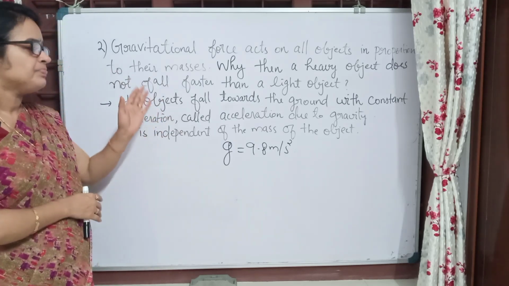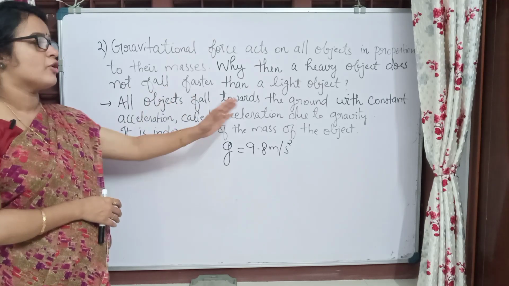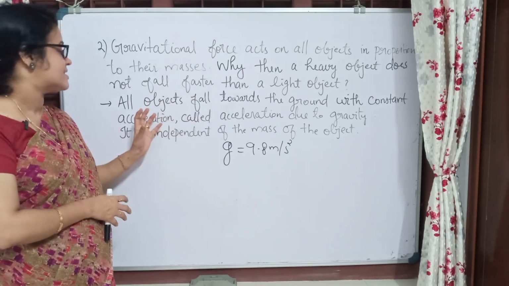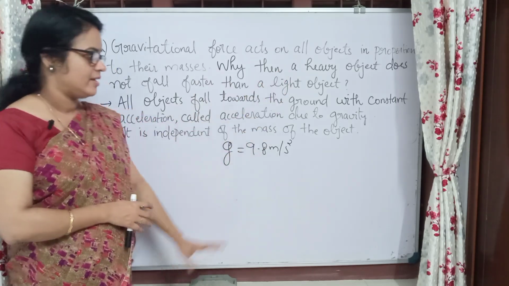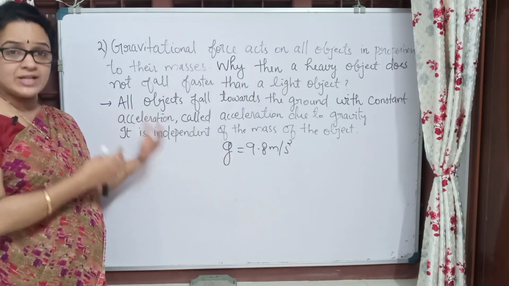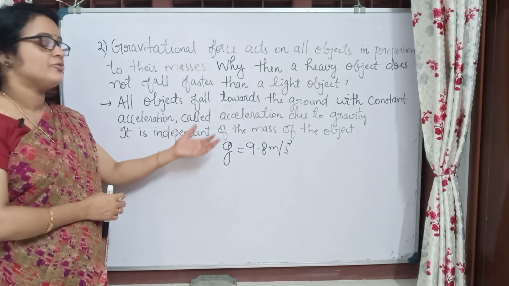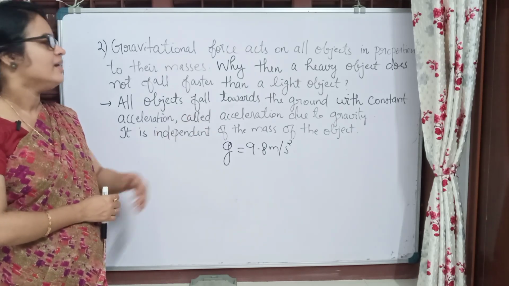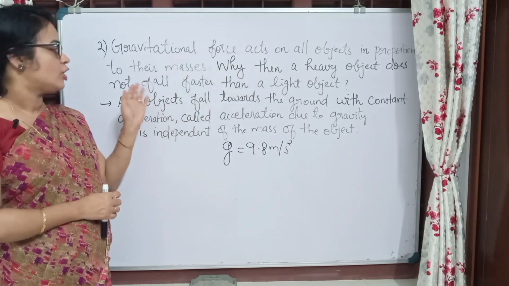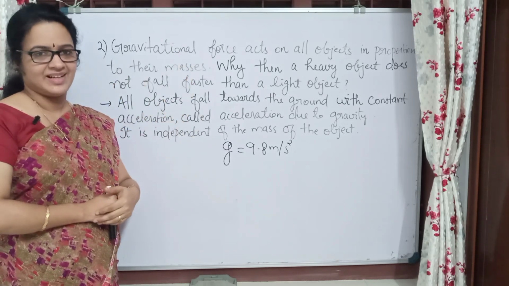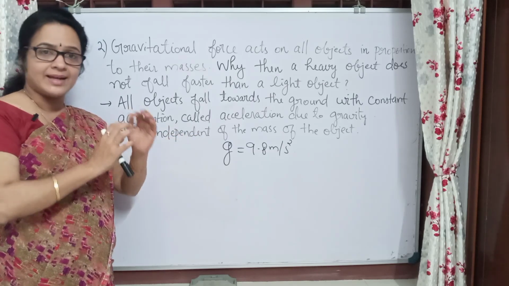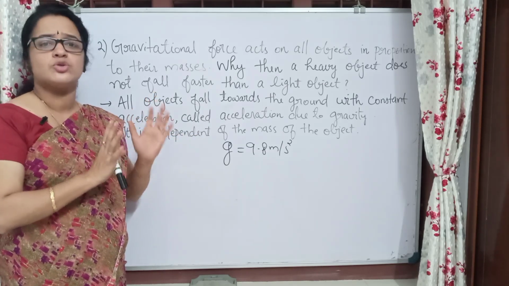So how can we answer? All objects fall towards the ground with a constant acceleration called acceleration due to gravity. Okay, and it is constant and is independent of mass of the object. That is why a heavy object does not fall faster than a lighter object. Clear? So like that we have to understand the concept, and then it is very easy to answer.